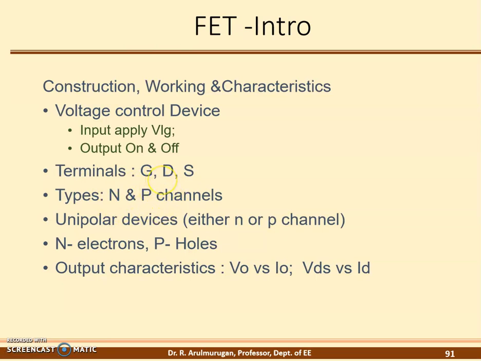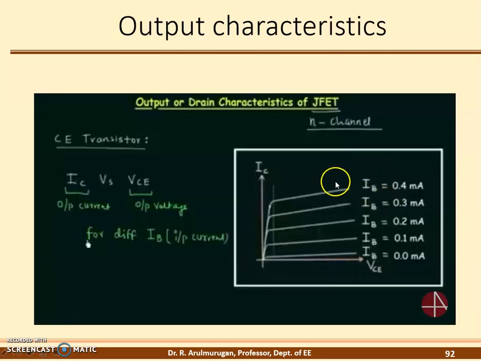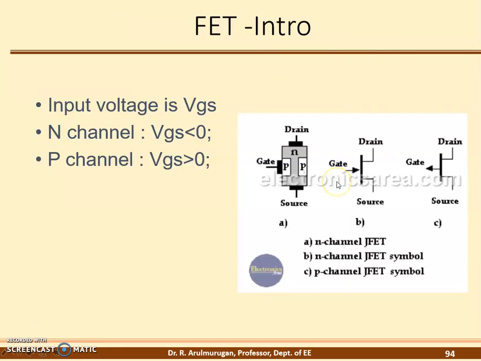Okay, is FET a unipolar device or a bipolar device? FET is a unipolar device. So you can use either the N channel or the P channel at a time. If you use the N channel, the carriers are electrons; if you use the P channel, they are holes. Then output characteristics means what? Output voltage versus the output current, so you draw that one. This is the basic introduction about the FET.